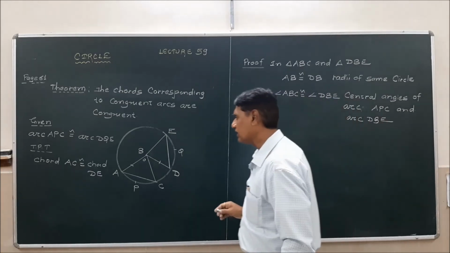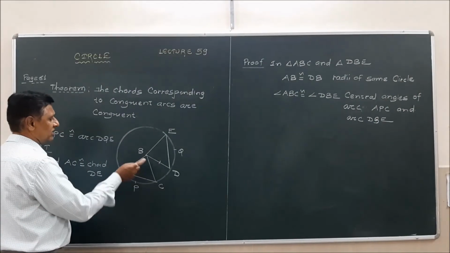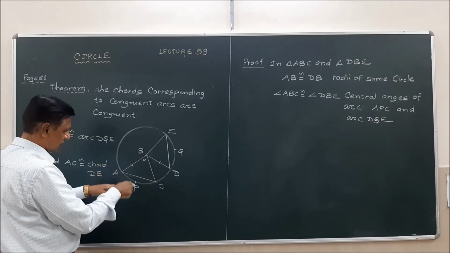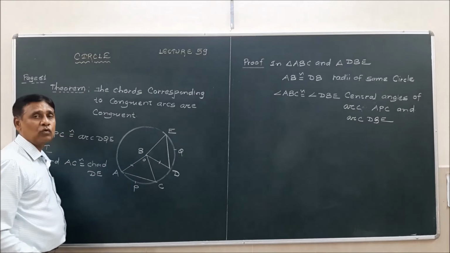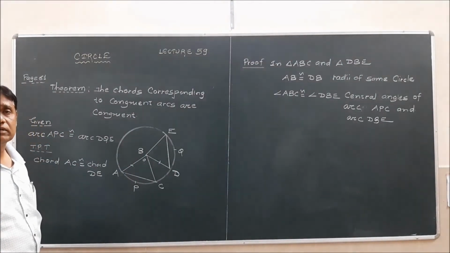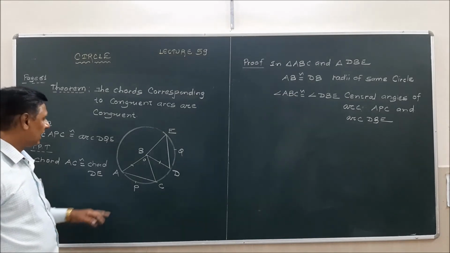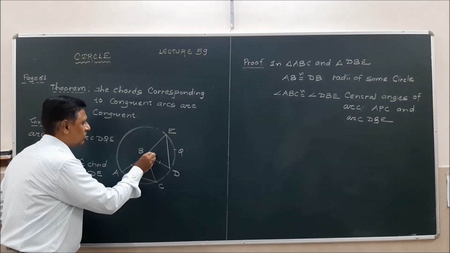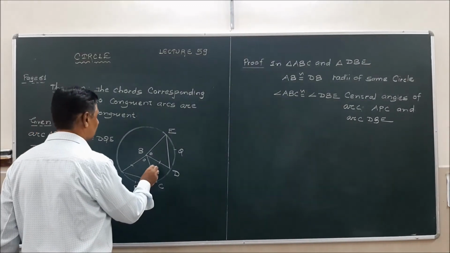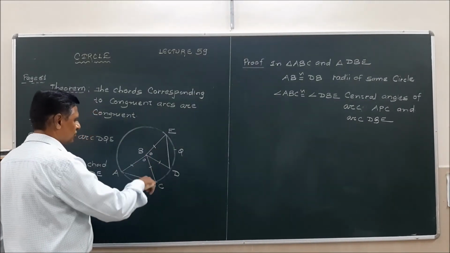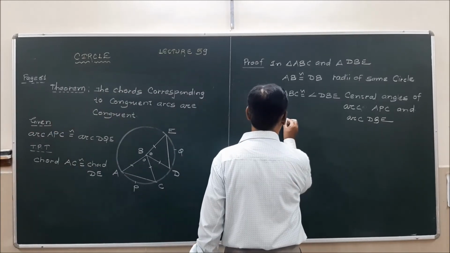These are corresponding central angles. If arcs are congruent, corresponding central angles are congruent. If angles are congruent, corresponding arcs are also congruent. That is a property of central angles. Very, very important. So you will be getting angle ABC is equal to angle DBE. Next to that is BC congruent to BE.